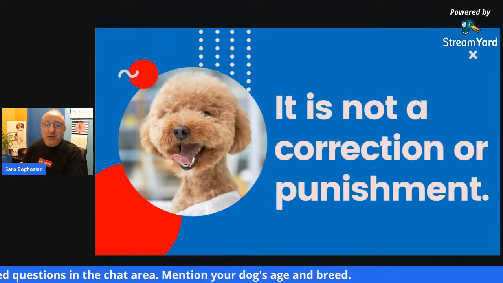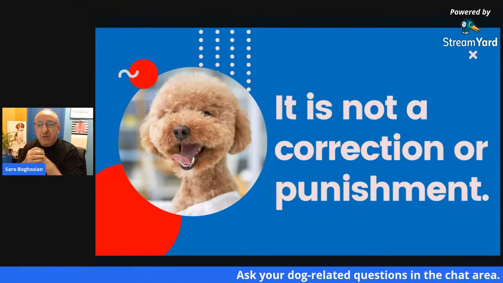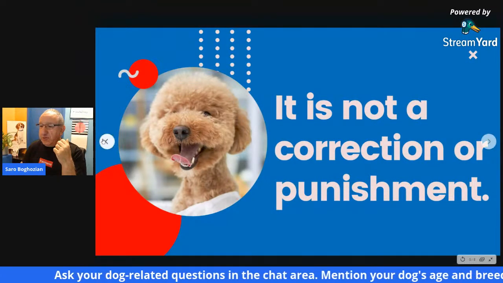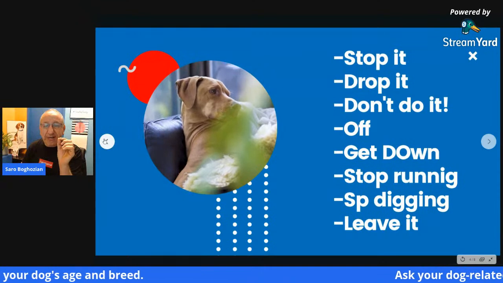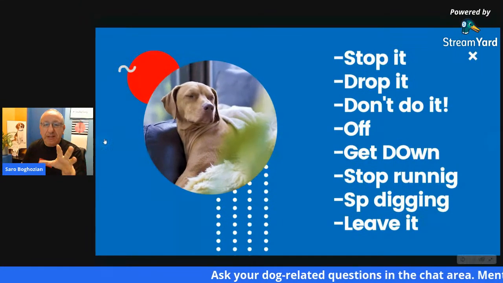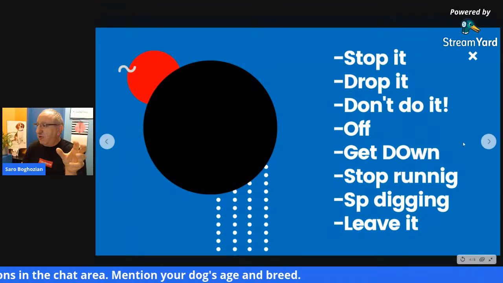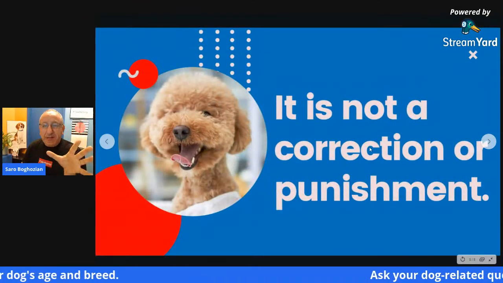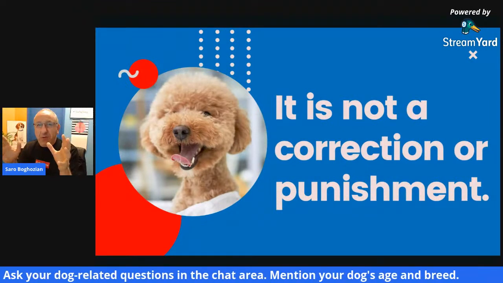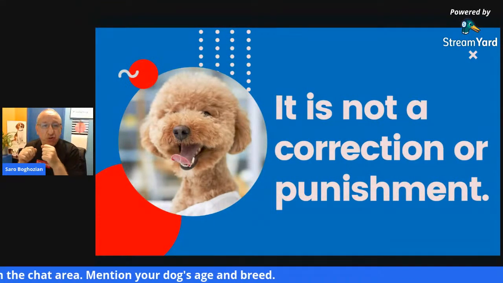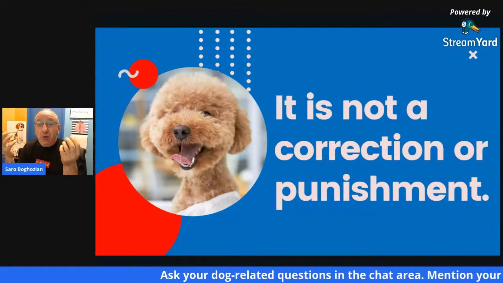So what we're going to learn in this live video session is to replace all these words with one word. You're going to replace it with no. Remember, when you're saying leave it or no or stop it or don't do it, these are all negative words that you're using because your dog or your puppy has done something wrong. So you're correcting your puppy or dog, or you're punishing your dog. When you're saying stop it, don't do it, hey, don't chew, you're either correcting your puppy or dog, or you're punishing.